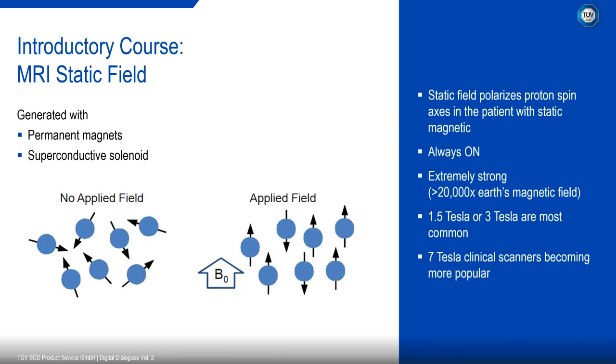The physically biggest and strongest coil in an MRI scanner is the static coil, generating the static field. There are two variations of the static coil: permanent magnet or superconductive solenoid. Permanent magnet is the older technology, and superconductive solenoid is the newer one. This coil is normally referred to as the magnet, and the scanners are identified by the strength of this magnet.